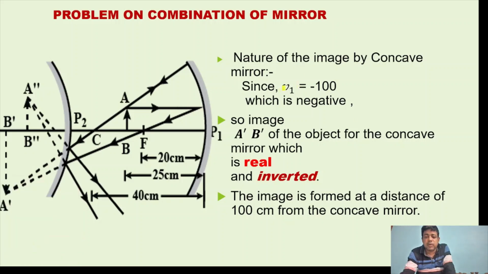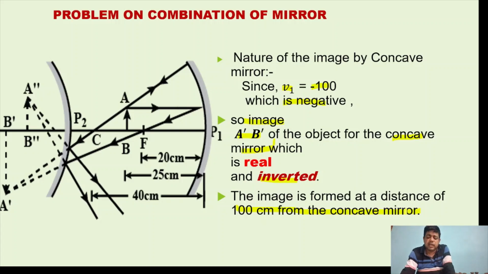What is the value of V1? V1 is minus 100 centimeter, which is negative. So the image A dash B dash, formed by the concave mirror, is real and inverted. The image is found at 100 centimeter away from the concave mirror.